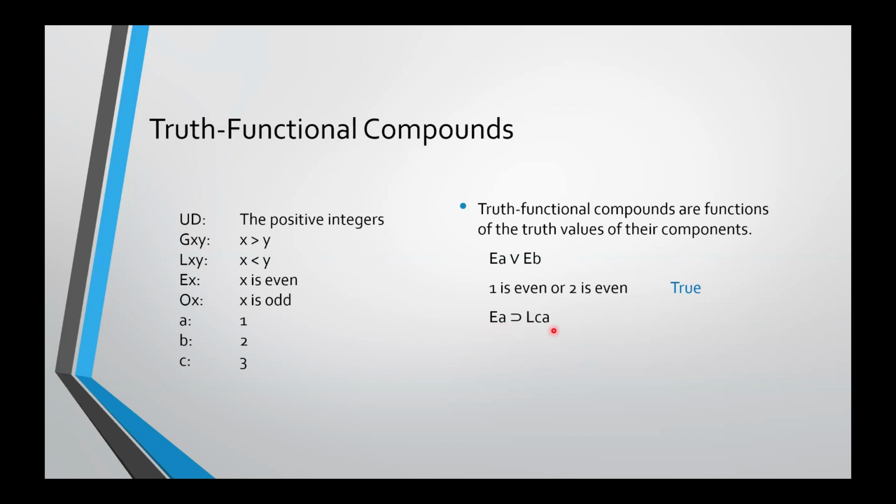EA implies LCA. So that is, 1 is even, that's the material conditional. LCA will be X is strictly less than Y, where X is C, which is 3, and Y is A, which is 1. So here what we have is if 1 is even, then 3 is strictly less than 1. And note here that this is a material conditional with a false antecedent because it says that 1 is even. And so that's true because every material conditional with a false antecedent is true.